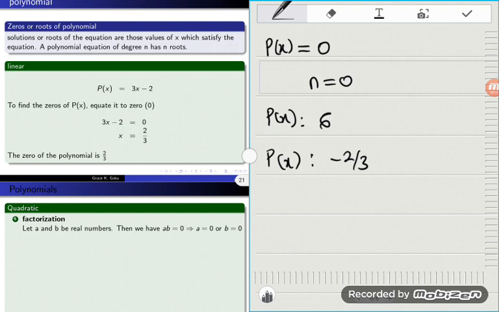Now, to find the zeros or the roots or the solution means equate it to 0 and solve for x. Now, if I have 6 is equal to 0, what is the value of x? First of all, there is no x in here for you to find. And so the answer to such a question is there is no solution. If you have -2/3 is equal to 0, what is the solution to such a problem?